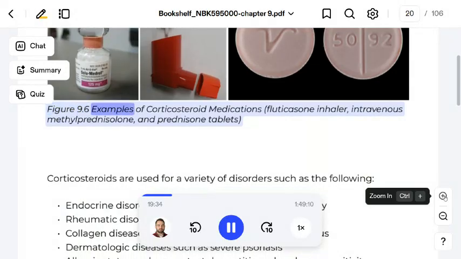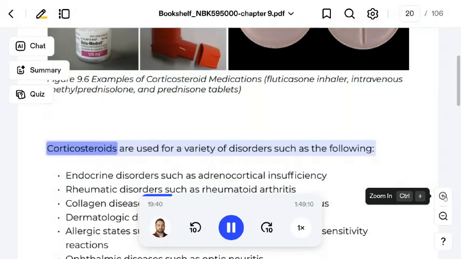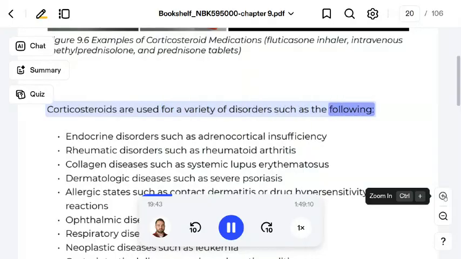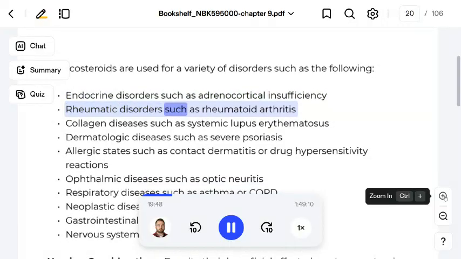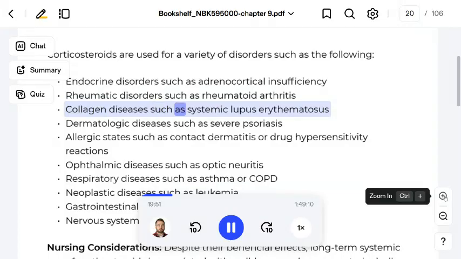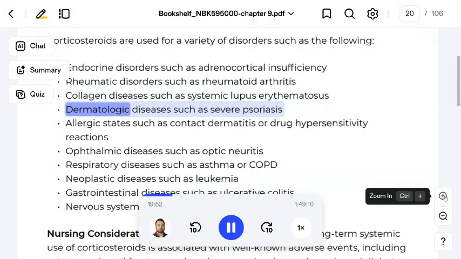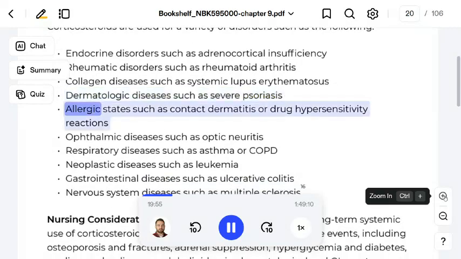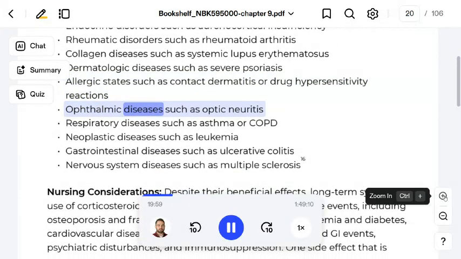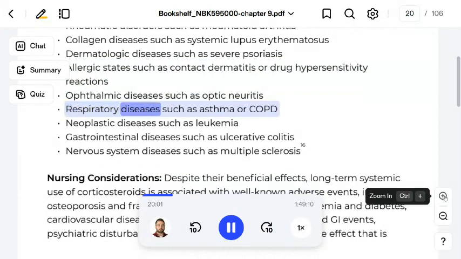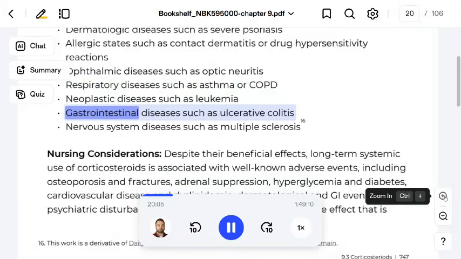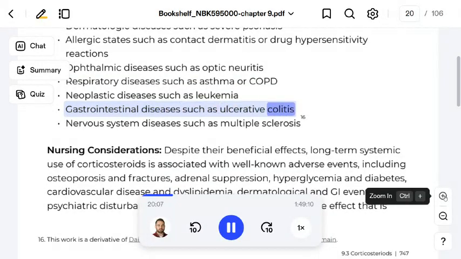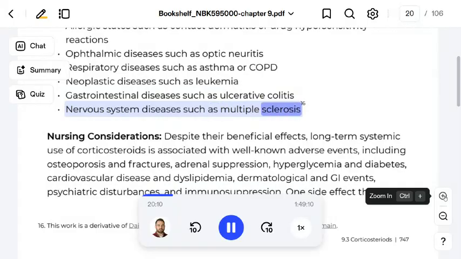Figure 9.6 Examples of corticosteroid medications. Corticosteroids are used for a variety of disorders such as the following: endocrine disorders such as adrenocortical insufficiency, rheumatic disorders such as rheumatoid arthritis, collagen diseases such as systemic lupus erythematosus, dermatologic diseases such as severe psoriasis, allergic states such as contact dermatitis or drug hypersensitivity reactions, ophthalmic diseases such as optic neuritis, respiratory diseases such as asthma or COPD, neoplastic diseases such as leukemia, gastrointestinal diseases such as ulcerative colitis, nervous system diseases such as multiple sclerosis.